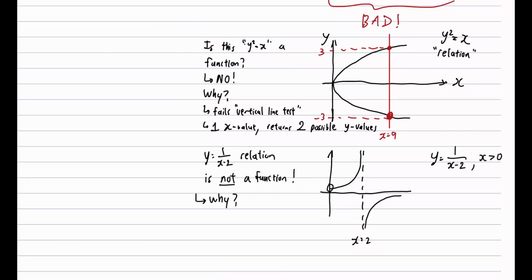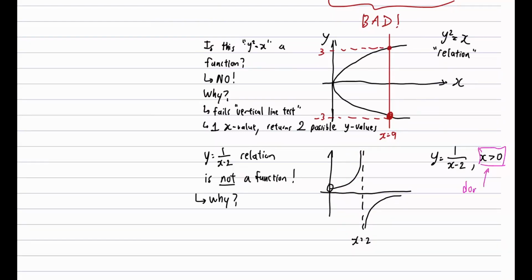Does it pass the vertical line test? One x value gives you only one y value. Does it fail the vertical line test? No, it doesn't fail. Then why is it not a function? Why do I say it's not a function? It's because of this part here.